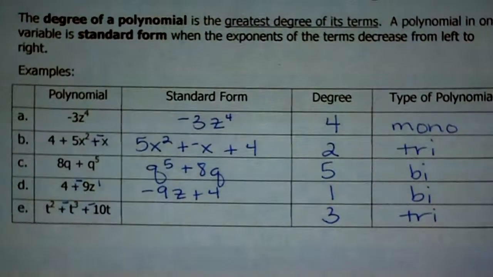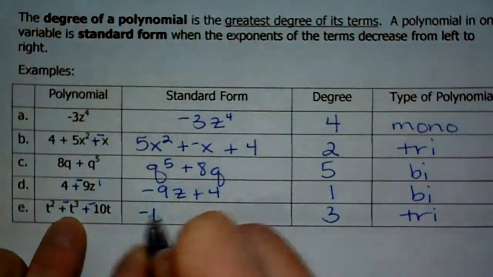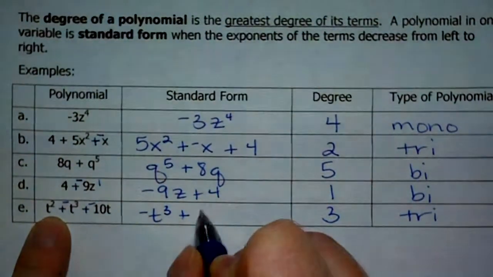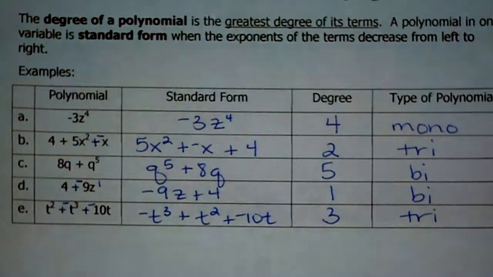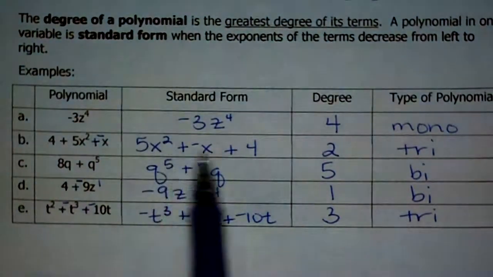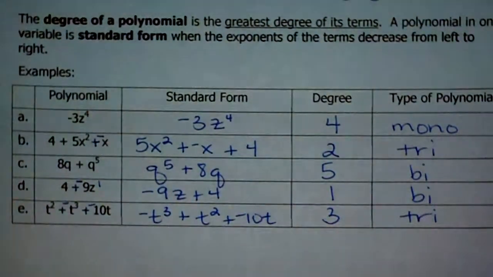All right, I'm going to keep change again over here. And with this last one, the term with the highest degree would be negative t cubed. The next one would be t squared. And the next would be negative 10t. So basically, we've learned how to identify the degree of a monomial or polynomial. You just look for the highest exponent in whatever monomial you have. The monomial with the highest exponent tells you the degree. The type of polynomial depends on how many terms there are. If there's 1 term, it's monomial. 2 terms, binomial. 3 terms, trinomial. And then in standard form, we're putting those terms in order of the highest degree to the lowest degree. So we're going to do one more little problem.